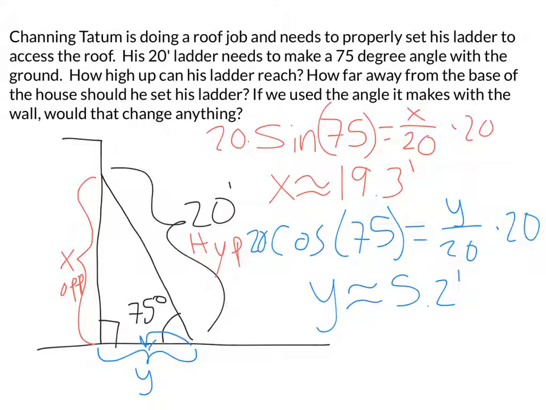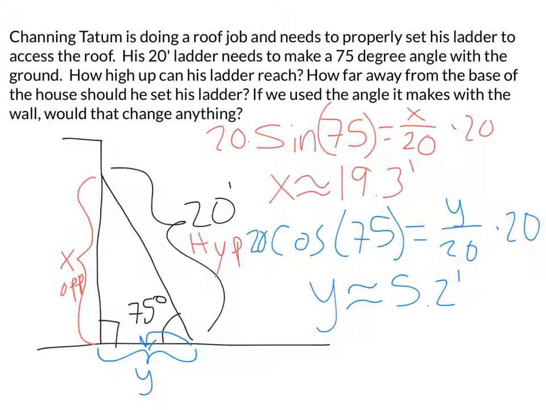So you can use a tape measure rather than having to look at using a special level or even the app on his phone to get the degree. You could just set it a little over 5 feet away from the building and you should be pretty solid. Okay, that answers the first two questions. Now, if we use the angle it makes with the wall, would that change anything? Let's think about what that means.